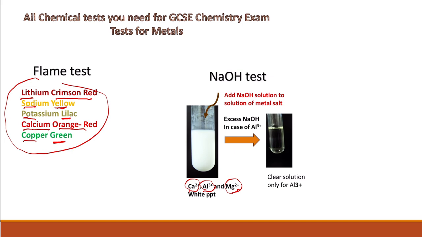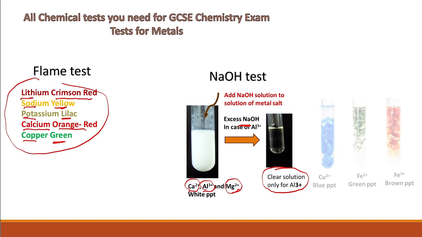However, there is an additional test to identify the aluminium, because if you add excess sodium hydroxide, aluminium will give you a clear solution. So only aluminium will give you the clear solution if you add excess sodium hydroxide. Calcium and magnesium will remain with the white precipitate.